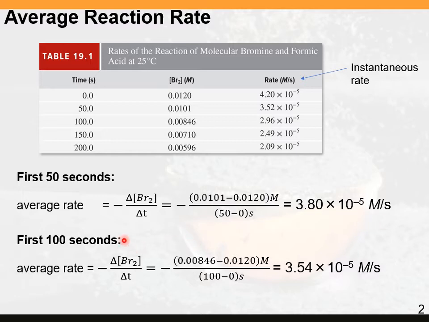For the first 100 seconds, the average rate is calculated in a similar manner. The change in concentration is divided by the change in time. The average for the first 100 seconds is 3.54 times 10 to negative 5. The rate is expected to decrease with time, and we see that from the calculated values. Please note that the rate values given in this table are instantaneous rates at that specific instant during the reaction. We are going to discuss instantaneous rates next.